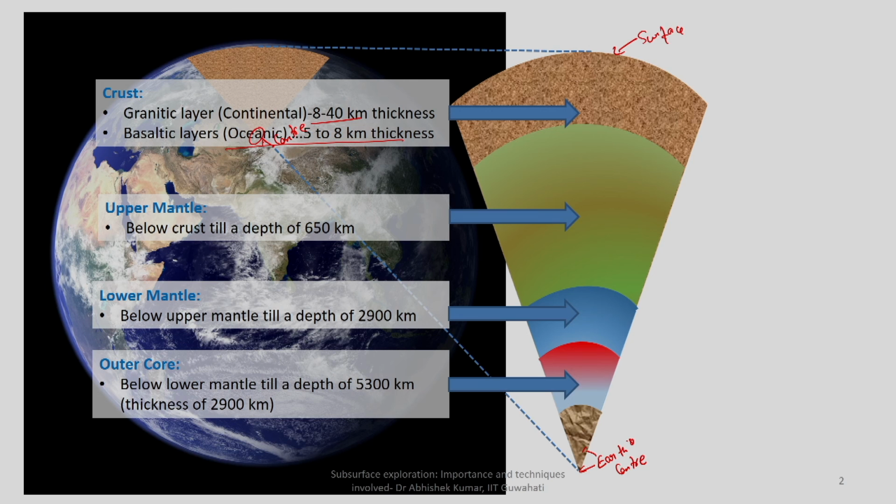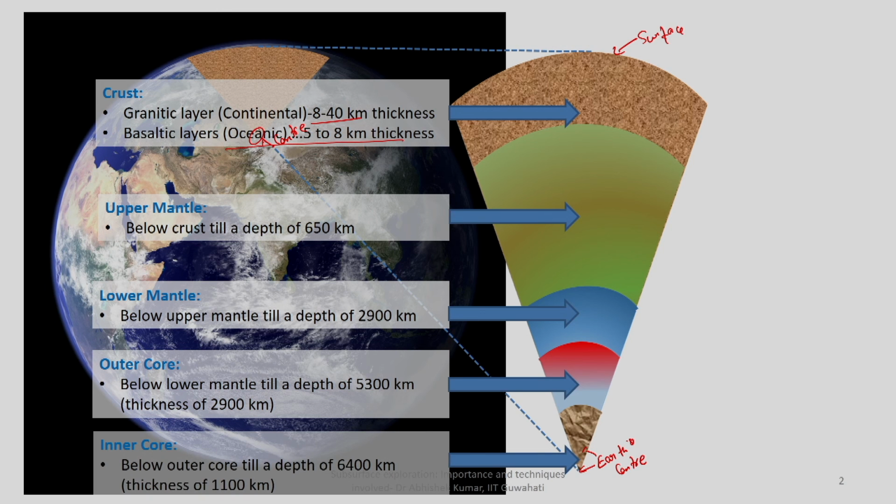and then again below the lower mantle we know the core is there, but again depending upon the physical and chemical composition, the core is divided into two parts. One is known as outer core, which is extending from a depth of 2900 kilometers till 5300 kilometers. So, this is outer core, and then you are having inner core, which is solid in nature, extending from 5300 kilometers depth and extending up to 6400 kilometers. This is roughly the radius of the earth.